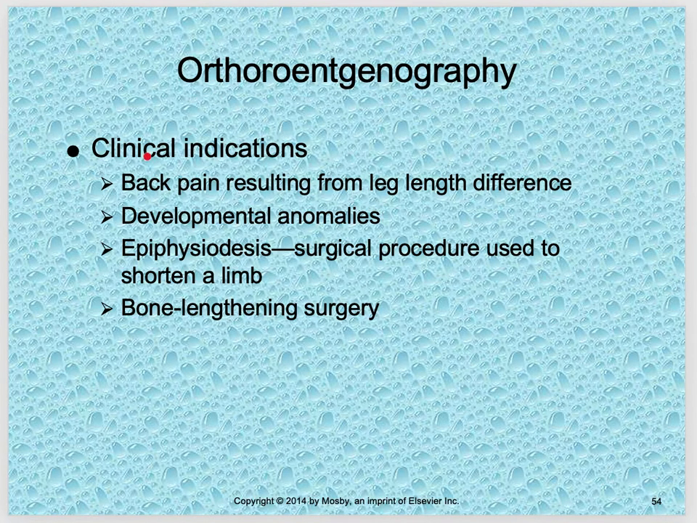So orthoroentgenography, clinical indications: back pain resulting from leg length difference. So they already know that there's leg length difference and you're having back pain resulting from it. Developmental anomalies. So somebody that's already got something going on.